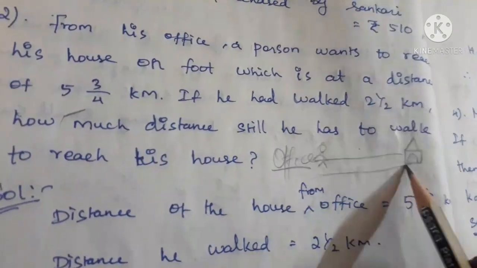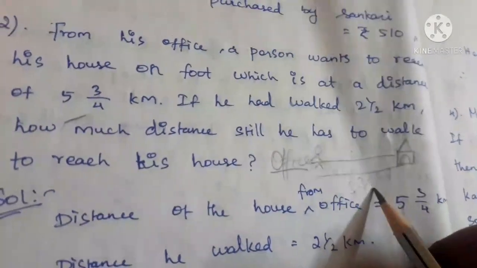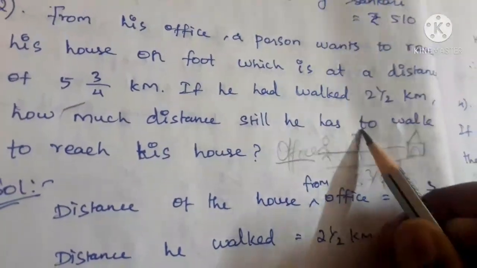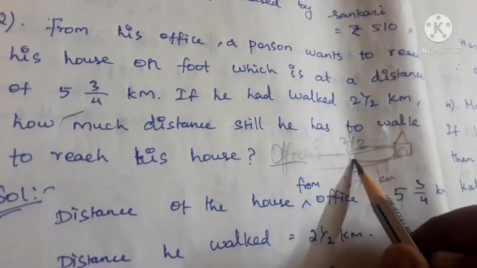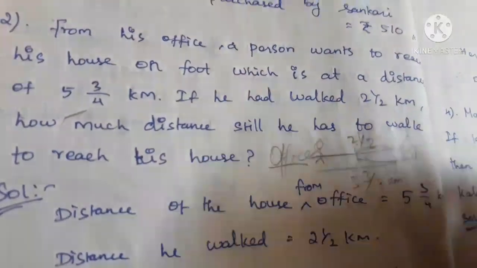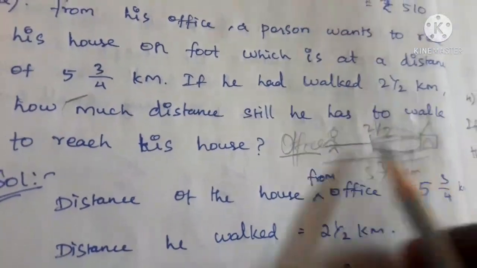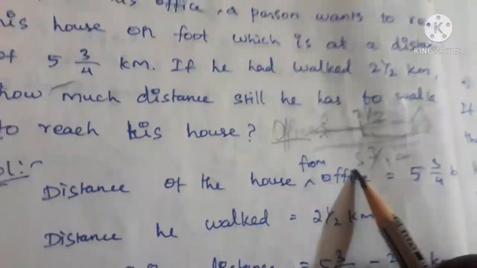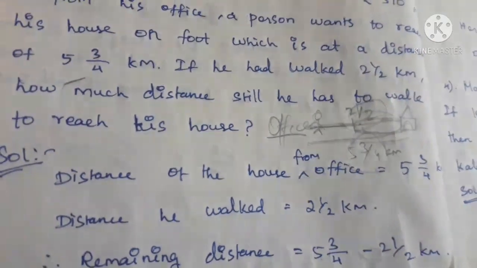So what is the total distance? The total distance is nothing but 3 by 4 kilometer. Till now he has reached 2.5 kilometer. Then they are asking how much distance is remaining to reach his house. So this distance they are asking. We have the total and the path traveled by him. So how can we calculate that? By subtracting 2.5 from 3 by 4 kilometer.